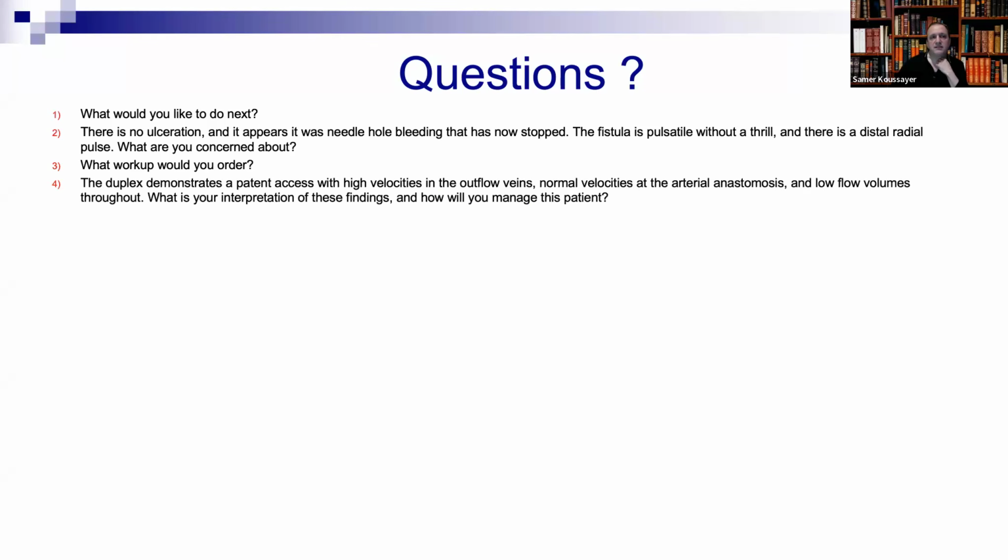All right, duplex ultrasound: high velocity in the outflow vein, normal velocity at the arterial anastomosis, and low flow volume throughout. What's your interpretation of this finding and how do you manage these patients? Yeah, the same: fistulogram and angioplasty. Correct. And intervention. Yes.